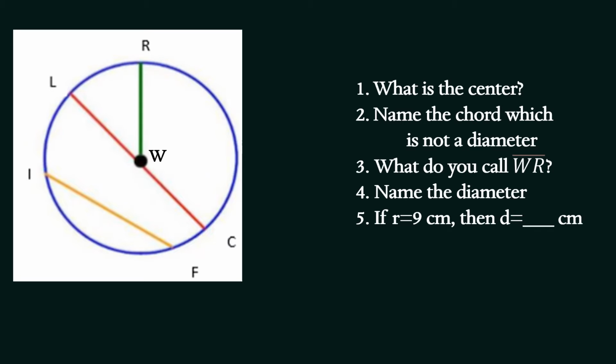Let us answer numbers 1 to 5. Number 1, what is the center? The center is W. Next, name the chord which is not a diameter. That is IF or FI. Next, what do you call WR? We call it radius. Name the diameter. So remember, the diameter is a chord, but that chord passes through the center. So that is LC or CL. And lastly, if the radius is equal to 9 cm, then the diameter is 18.